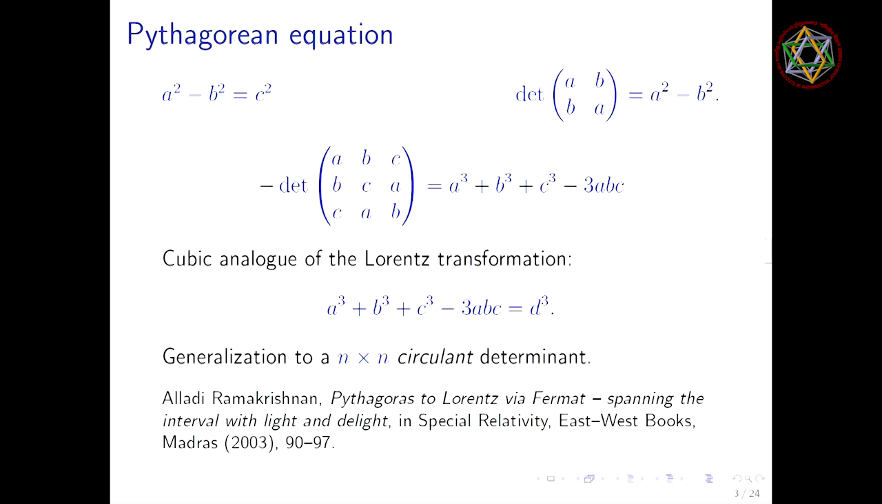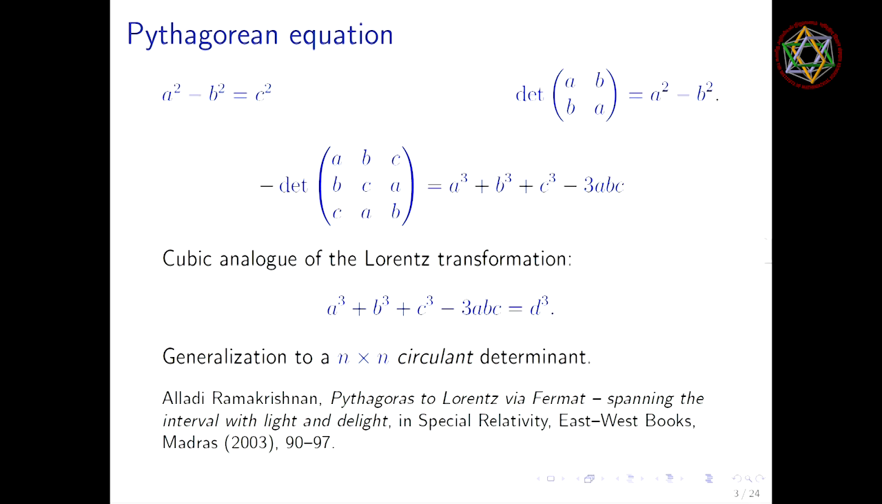And then he suggested to look at a three-dimensional analog: instead of a 2 by 2 matrix, we take a 3 by 3 matrix, the so-called circulant matrix. If you look at this circulant matrix, we use a shift, and the shift is from right to left. Very often we use the shift the other way, but I take the same notation as he takes, and this is why there is a minus sign here. We will not be so much interested in the signs, so very often we will write plus or minus without taking care of the sign. Alladi Ramakrishnan was interested in the absolute value of the determinant.